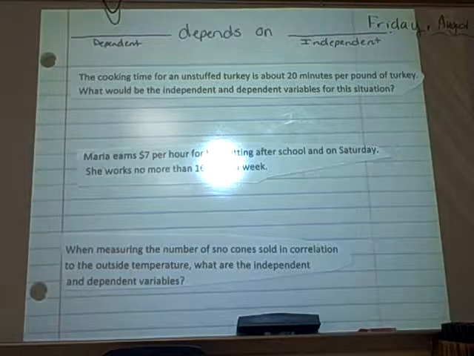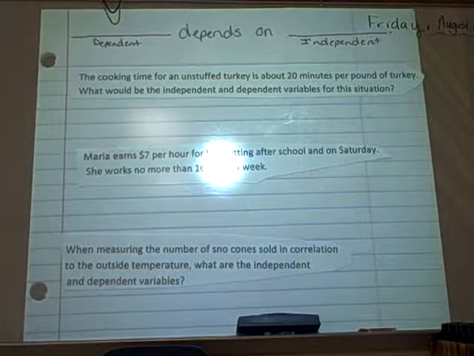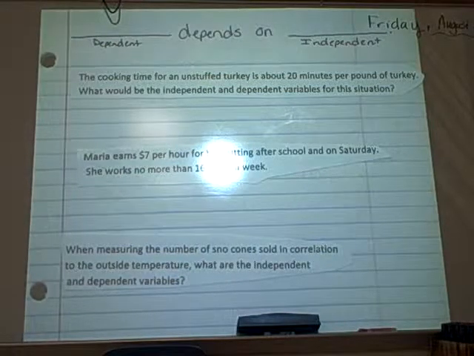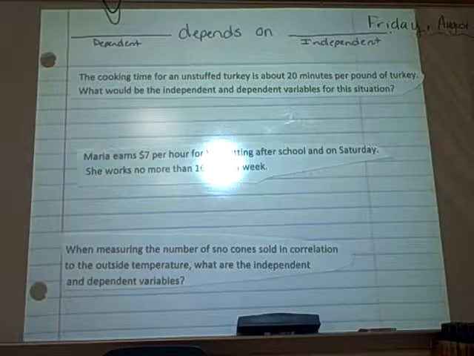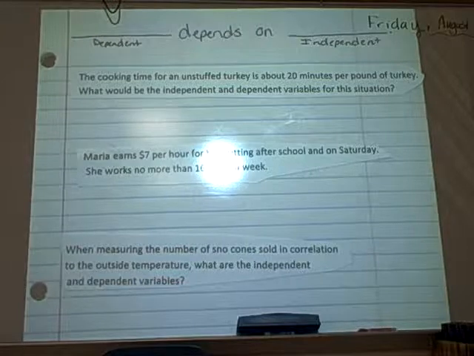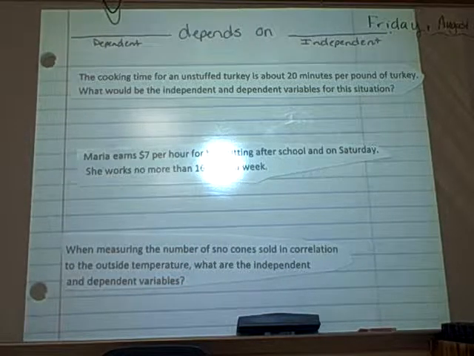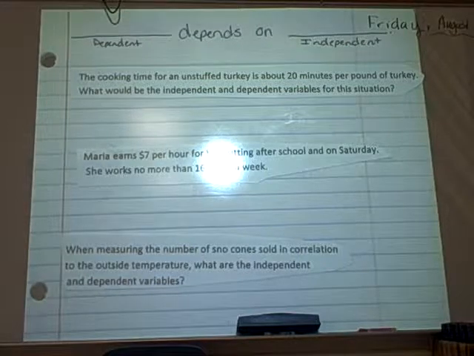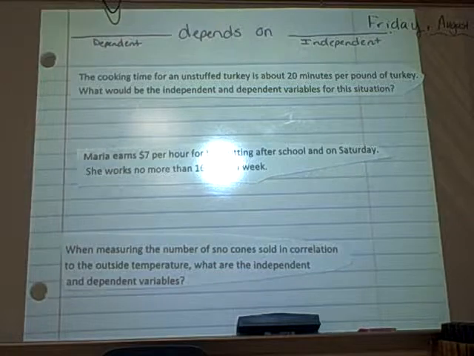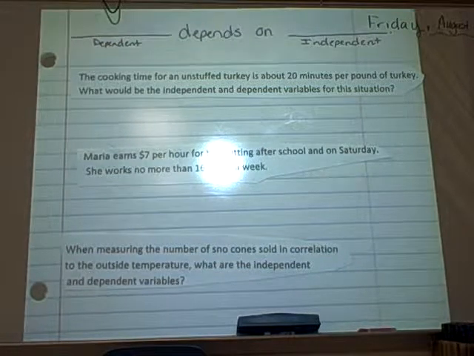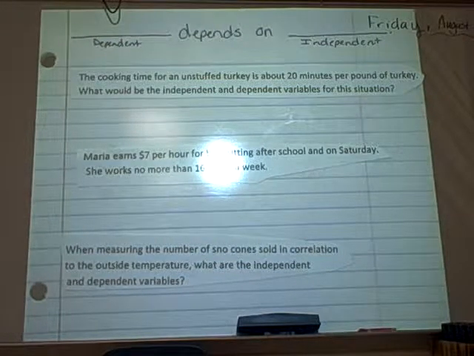The cooking time for an unstuffed turkey is about 20 minutes per pound of turkey. What would be the independent and dependent variables for this situation? Okay, so blank depends on blank. First of all, what do you think your two variables are? What two things are related to each other? And there's a clue word that says per. That kind of helps you out. They're usually right around on each side of that. So what do you think the two variables are going to be?